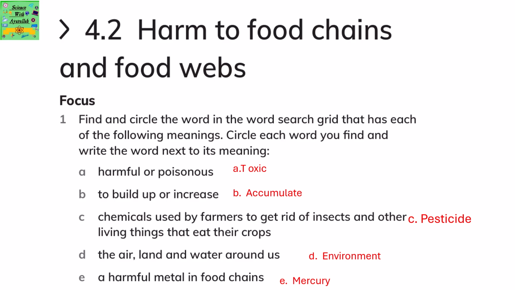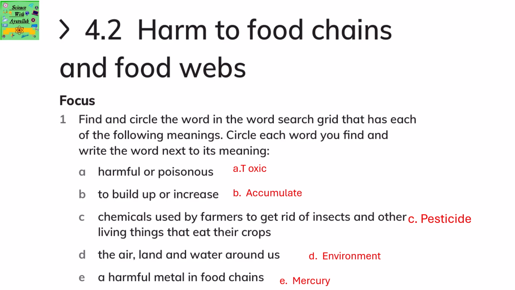Harm to food chains and food webs. Find and circle the word in the word search grid that has each of the following meanings. Circle each word you find and write the word next to its meaning. Harmful or poisonous. The word you could find in the search grid is toxic.